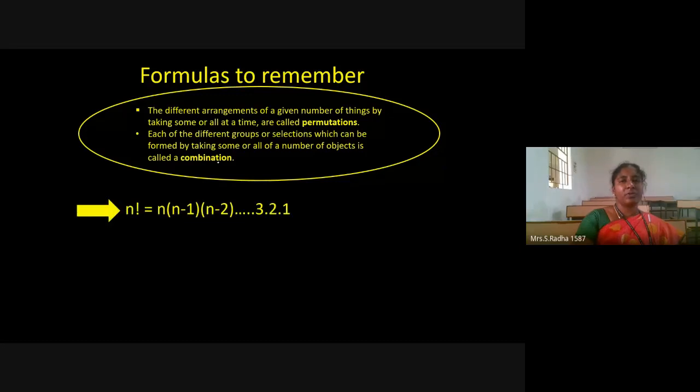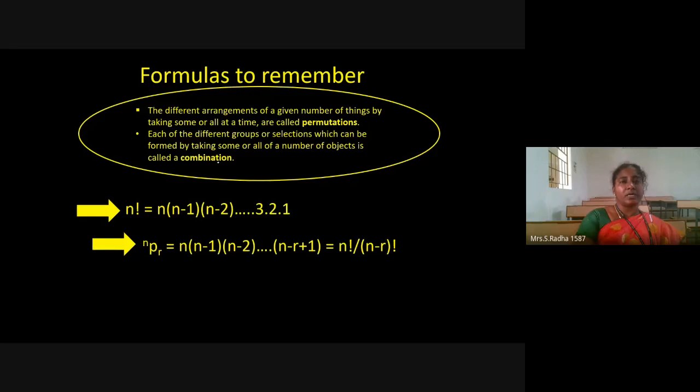And we know that n factorial means 1, 2, 3, 4 up to n. 10 factorial means 1, 2, 3, 4 up to 10. And if we have 7 factorial, we multiply 1, 2, 3, 4 up to 7. This is the value of n factorial.